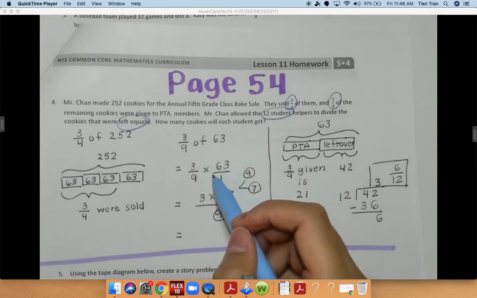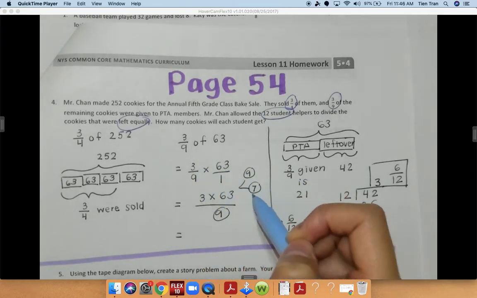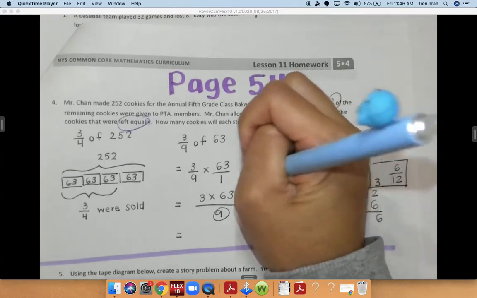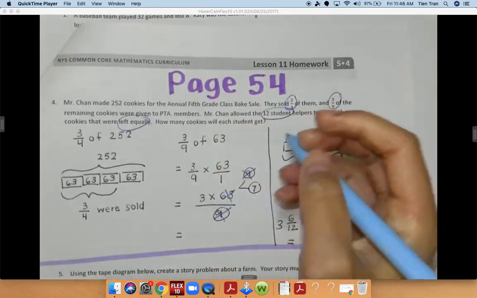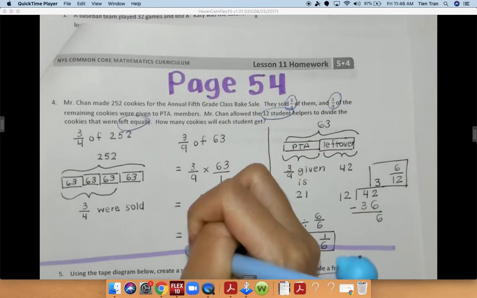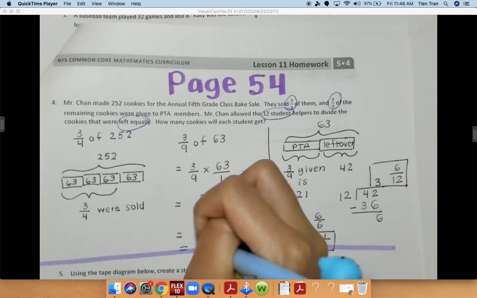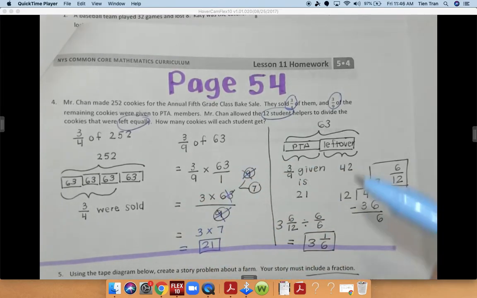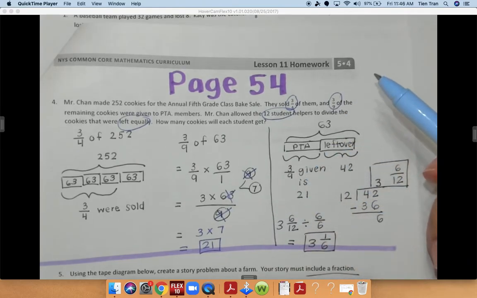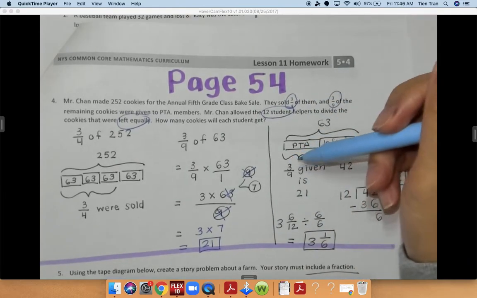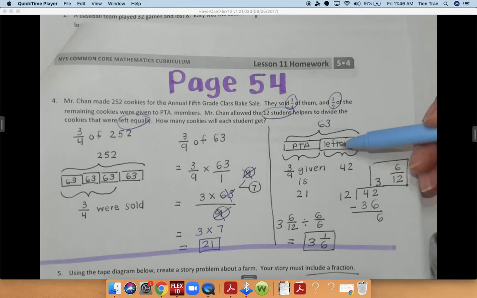So 3 times 63, I have 9 and 7 that I'm splitting up. I'm going to cross off the 9, and what I have left is 3 times 7, which is equal to 21. With the number 21, I am able to find out that 3/9 is given. So that means that we have 42 left over. Here I divided 42 by 12, and I used 42 because that's how much was left over.